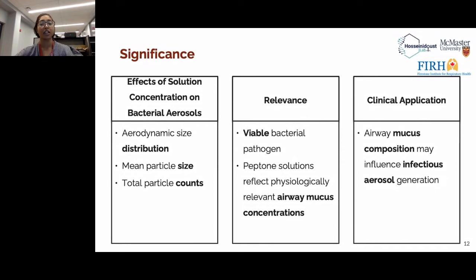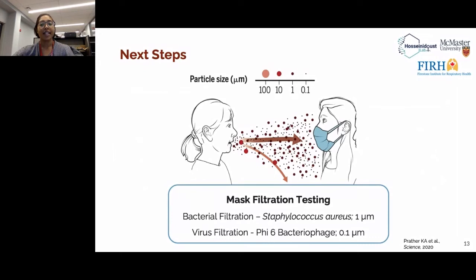With regards to clinical applications of our finding, it stands to reason that changes in the composition of the airway mucus lining may lead to altered infectious aerosol production. Further exploration of the link between airway mucus composition and infectious aerosol generation is needed to better understand airborne transmission dynamics. So while bacterial pathogens such as Staphylococcus aureus are approximately 1 micrometer in diameter, viruses are an order of magnitude smaller with diameters of 0.1 micrometers, as is the case with COVID-19.